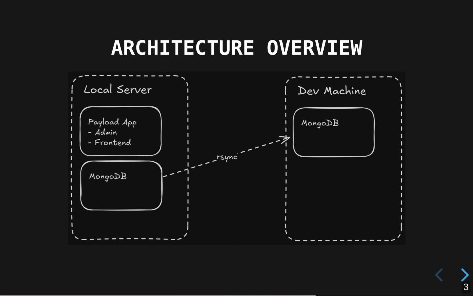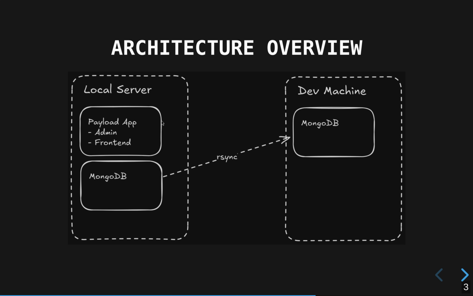Here is a very simple graph of how this will work. So we have our local server. This is the machine that is behind the WireGuard reverse proxy, so a machine controlled by us. And now this local server is running mongoDB as a systemctl service, and we want to have all of that data on our development machine where mongoDB is also running as a systemctl service.